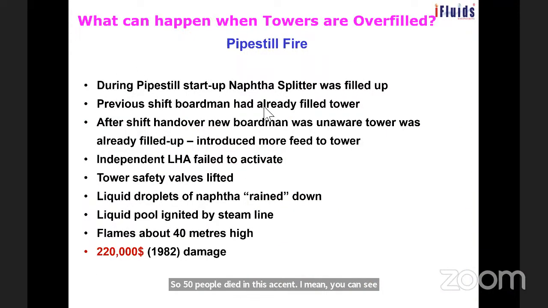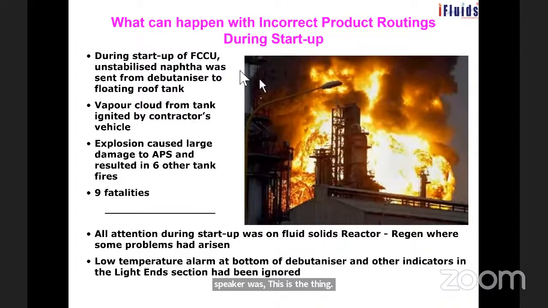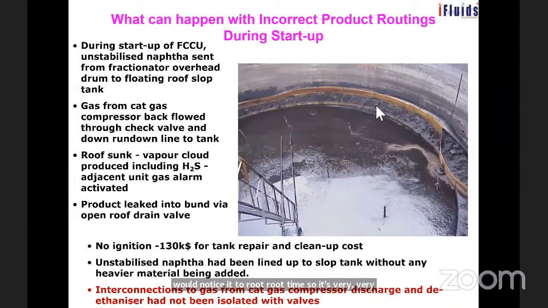So pipe still fire, during which the naphtha splitter was filled up. This is the thing I was talking about. This is against the startup procedure. During startup, FCC unstabilized naphtha was sent from the deoxygenator to a floating roof tank. So this was very light material. The tank cannot take that much light material, and the tank lid got blown off. But this sort of incident happened in other refineries also. It's not something new. Many refineries experienced such a problem.